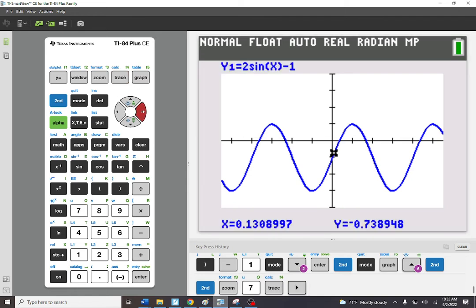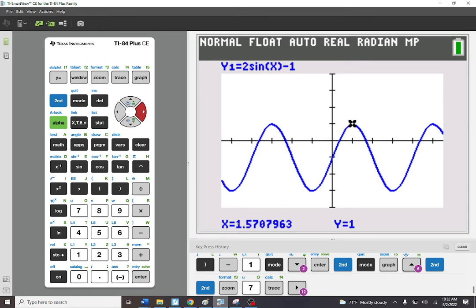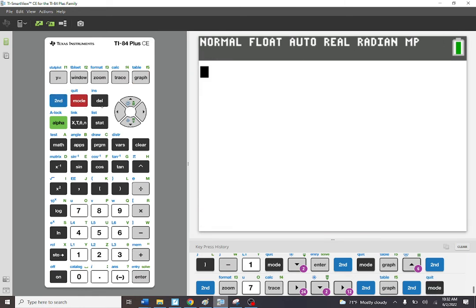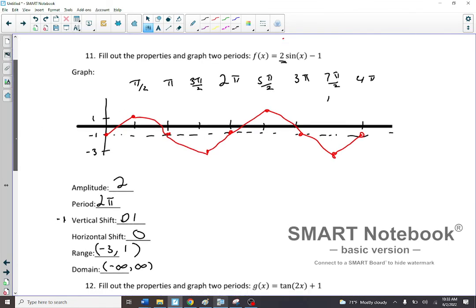If I click trace and move right a little bit, it kind of looks like my top, 1.5, by the way, which is about pi over 2, is 1. And if I keep going, 3.14, which is pi, looks like a -1. If I keep going, looks like it's -3. So you could use that to help you see this. Second table, I don't think will help you. No, second table won't help you, but it will help you in that way. So you can use the graph to help you confirm.